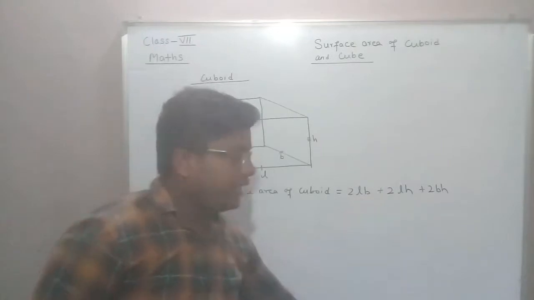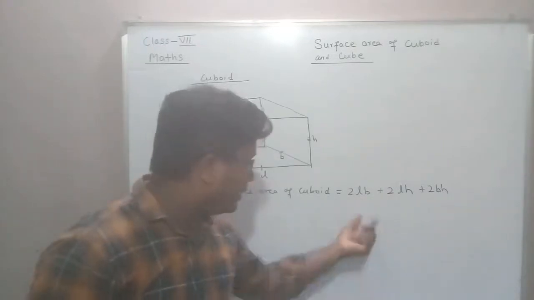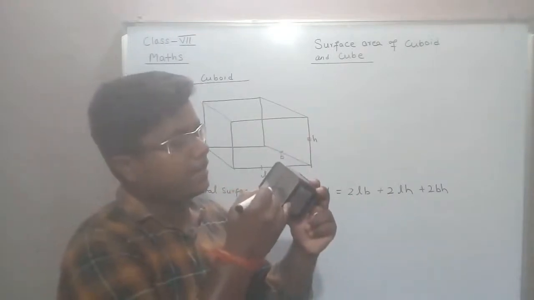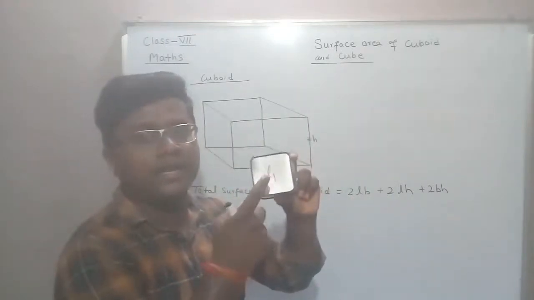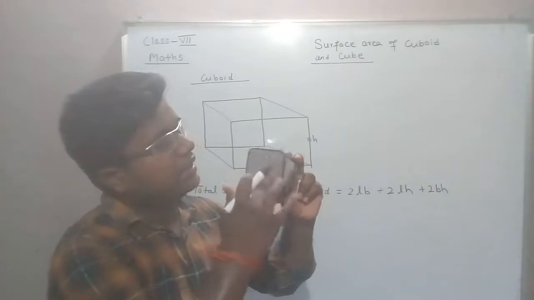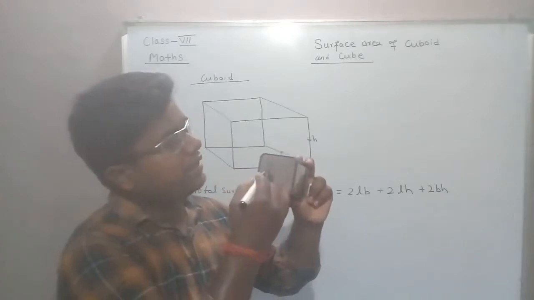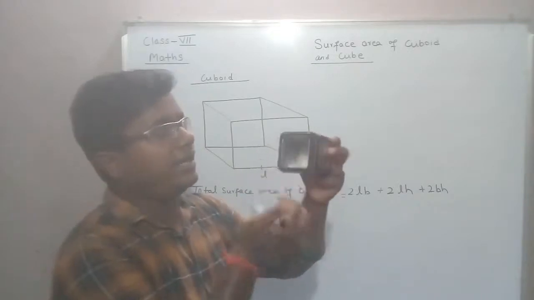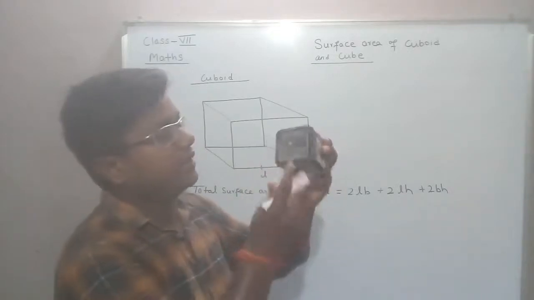One surface area is your length into breadth. Why have I written 2 here? Because there are two surfaces. Suppose this area is L1. Its area is length into breadth. This area is exactly equal to the area of this surface, which is also length into breadth.